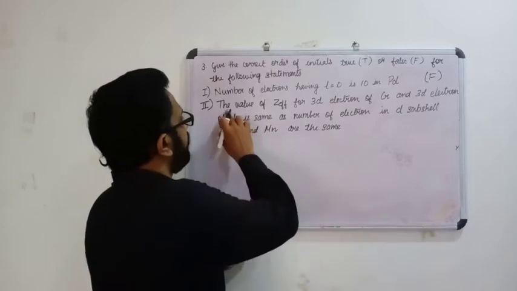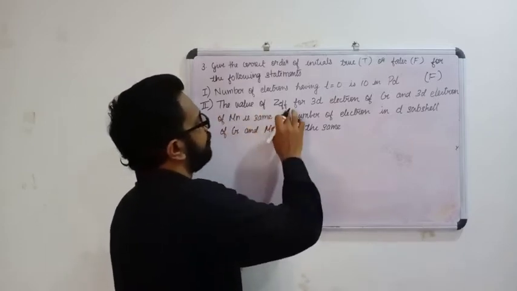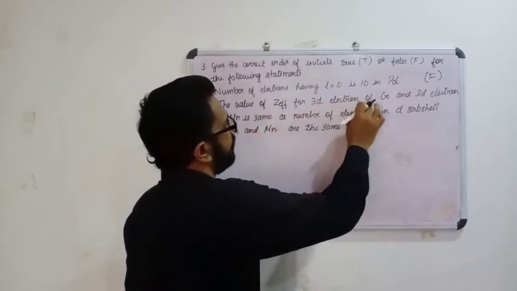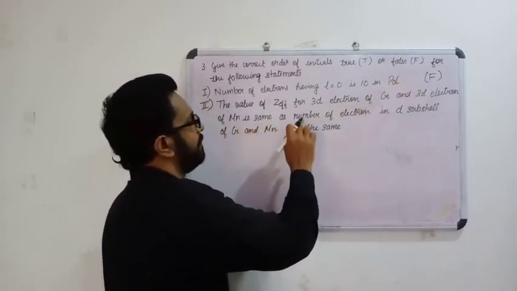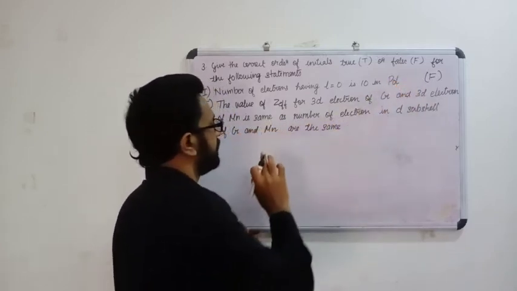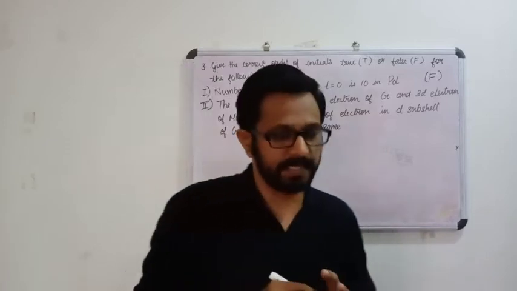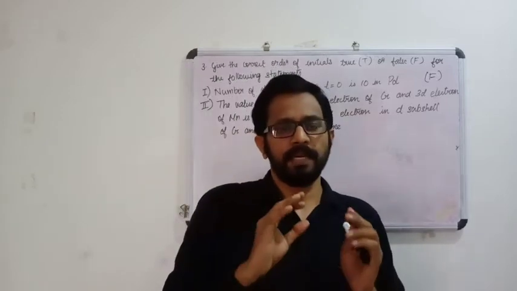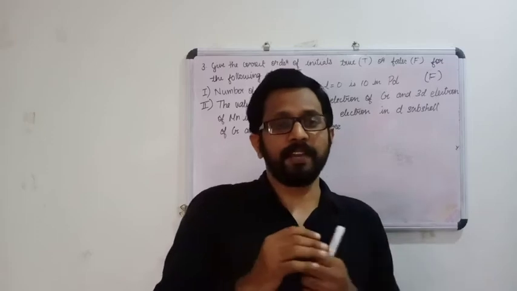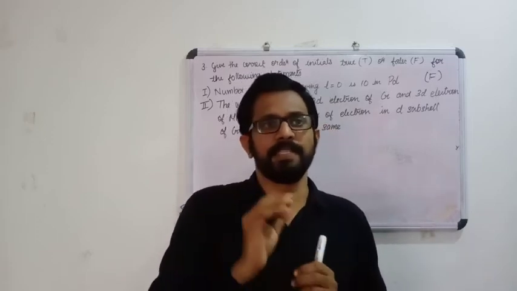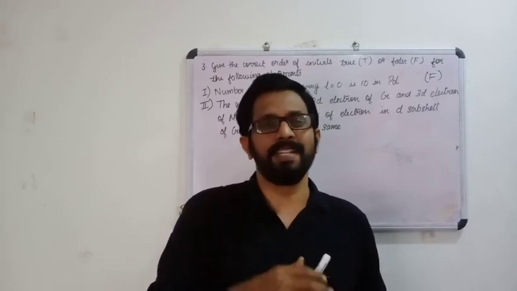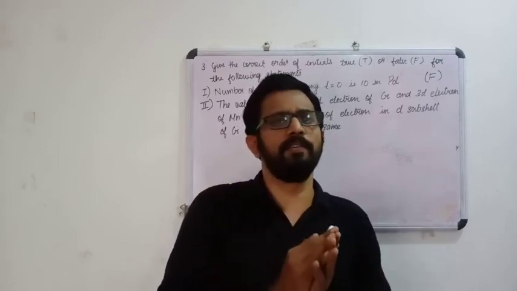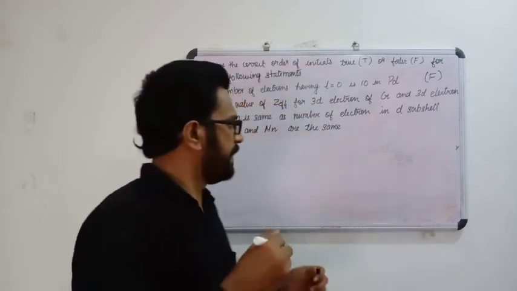Okay, the value of Z effective nuclear charge for the 3d electron of chromium and the 3d electron of manganese is the same, as the number of electrons in the d subshell of chromium and manganese are the same. So to explain this, we should understand what effective nuclear charge is, what the screening effect is, and what the shielding effect is. All those things you have already learned, so I'll explain once again.